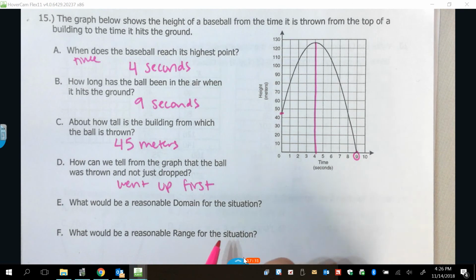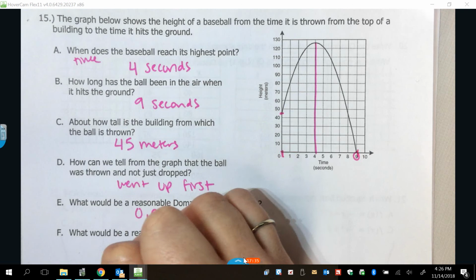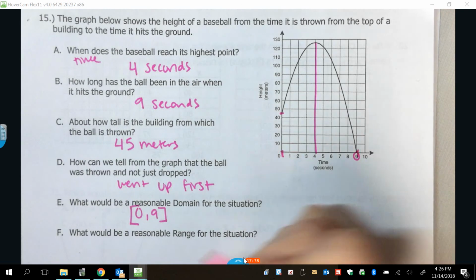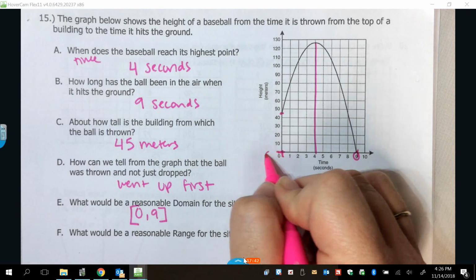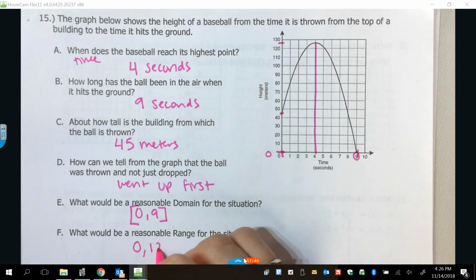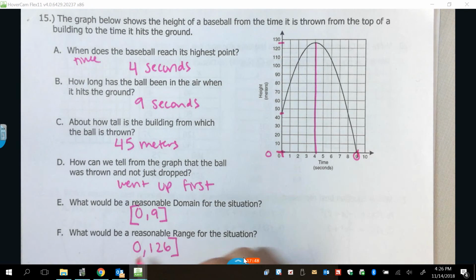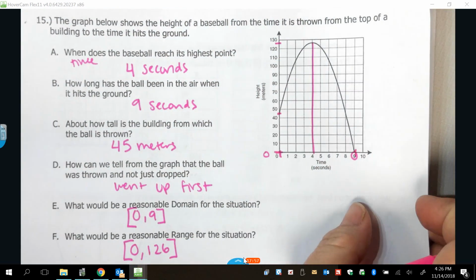What would be a reasonable domain? That's from the width, so it started here and ended here, so from 0 to 9. And a reasonable range. Yes, it started way up here, but it went all the way to the ground. So it went the lowest to 0. The highest we'll say about 126. So it looks like a little over half. If you wrote anything really between 122 and 129, I'll take it. Okay, so that's that one.